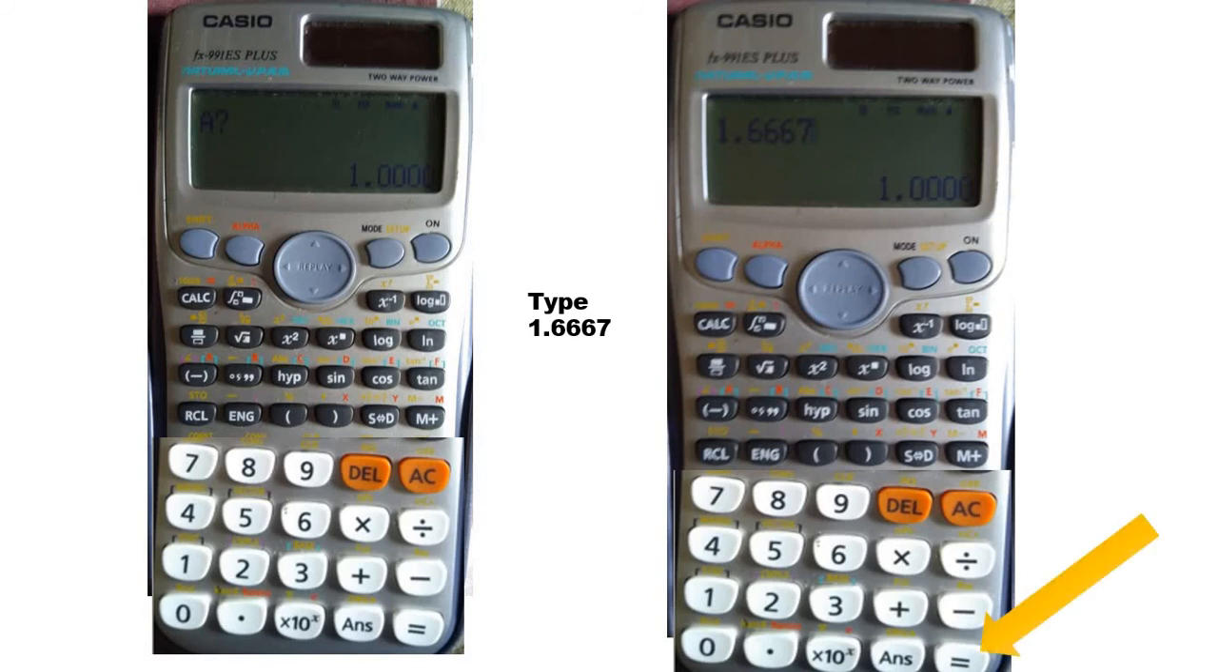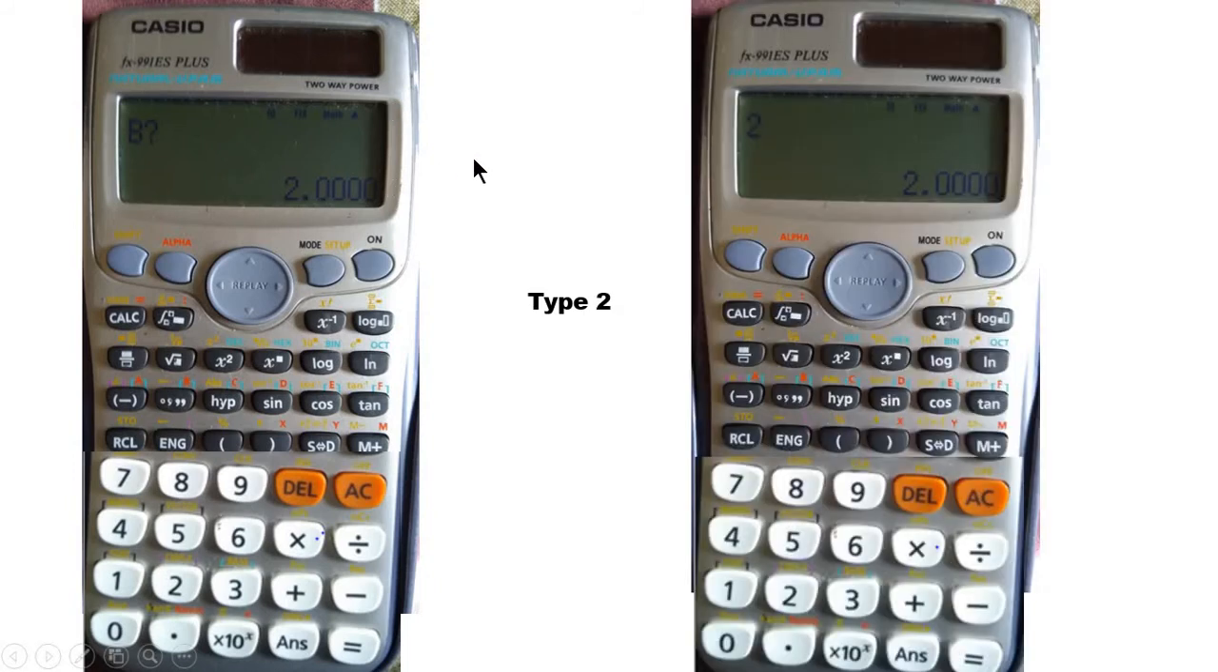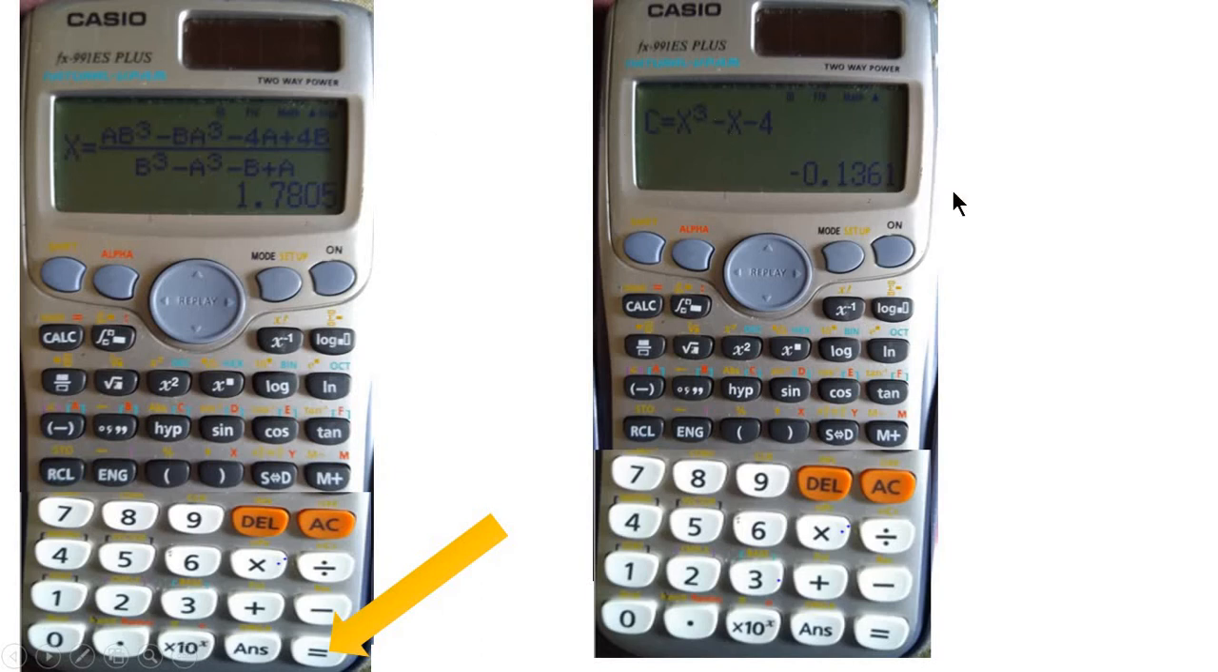Press equal to. Again it will ask you what is the value of b. This is the old value, type the new value, press equal to. It will give the value of x. Write this value in the table, press equal to, it will give you c.